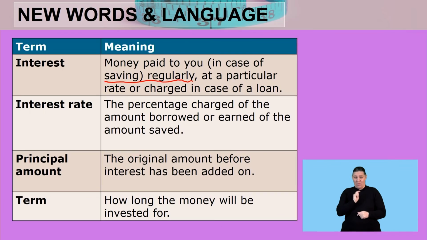The interest rate, the percentage charged of the amount borrowed or earned of the amount saved. And of course, that varies. The principal amount, the original amount before interest has been added on. The amount that you start with before we do any interest calculations. And term, how long the money will be invested for.